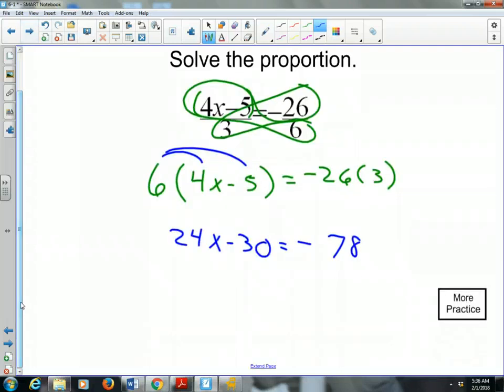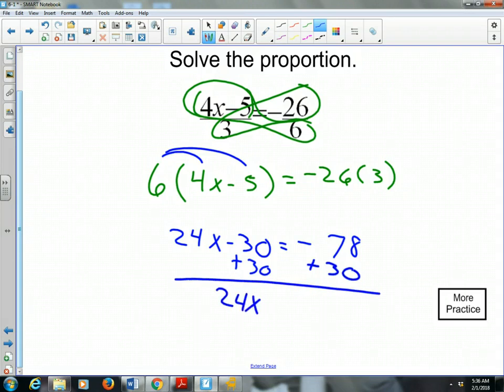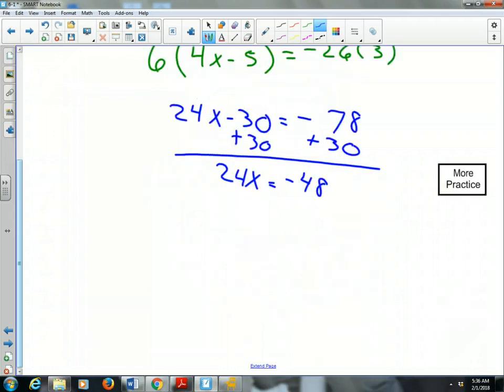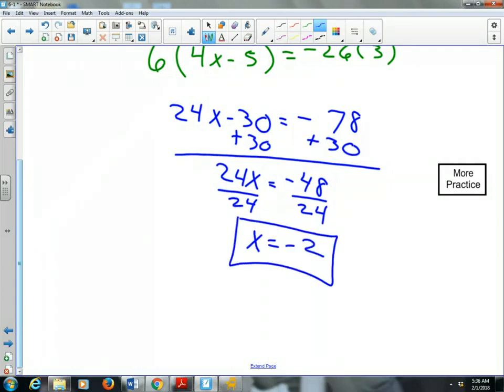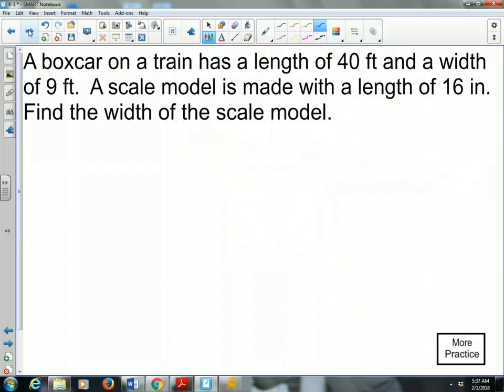And now I'm going to add 30. So 24x equals a negative 48. And finally, dividing both sides by 24, x equals a negative 2. So hopefully solving proportions makes sense too, because now we're going to use proportions to solve a few more problems.